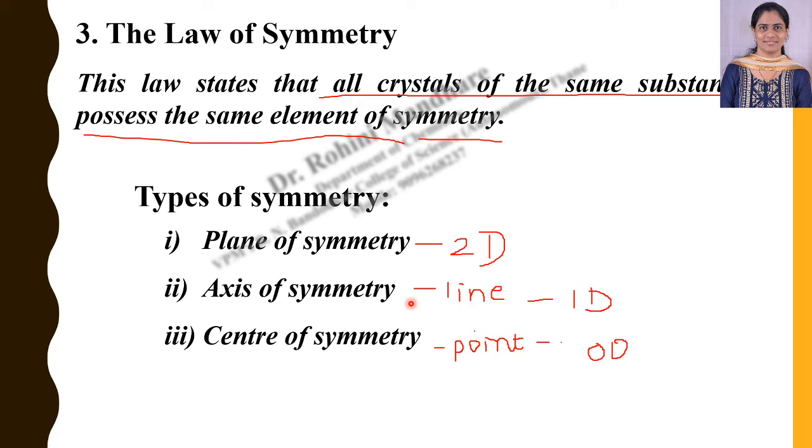Then the third law is the law of symmetry. This law states that crystals of the same substance possess the same number of symmetry elements. In this unit we will focus on only three symmetry elements: plane of symmetry, axis of symmetry, and center of symmetry. Plane of symmetry is always a two-dimensional surface. Axis of symmetry is one-dimensional, it is a line. Center of symmetry is just one point, it is zero dimensional.